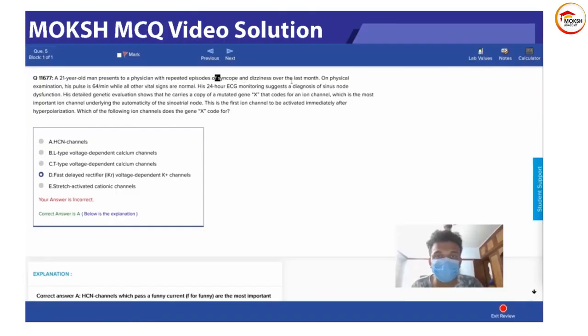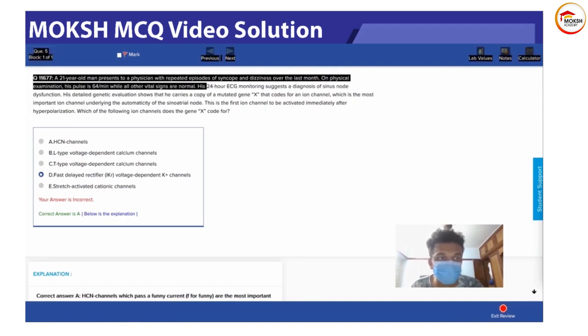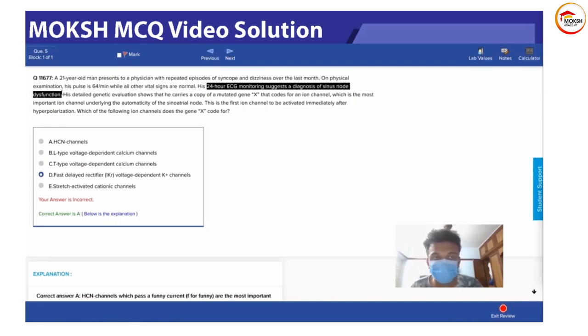A patient presents with syncope and dizziness over the last month. On physical examination, his pulse is okay. Other vital signs are also okay. The 24-hour ECG suggests sinus node dysfunction. This is the pathology in our patient.